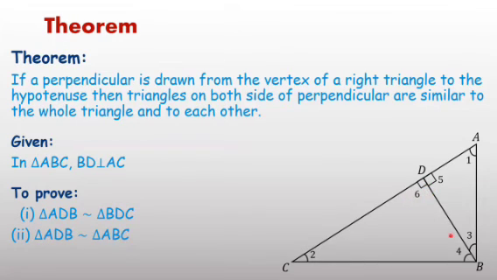First part, if we draw perpendicular BD on AC, this triangle ABC is divided in two parts. One triangle ADB is similar to the second triangle BDC. Second part, ADB is similar to the whole triangle ABC. And third part, BDC is also similar to the whole triangle ABC. Means these two triangles are similar to each other, and also these two triangles are similar to the whole triangle. Now proof.